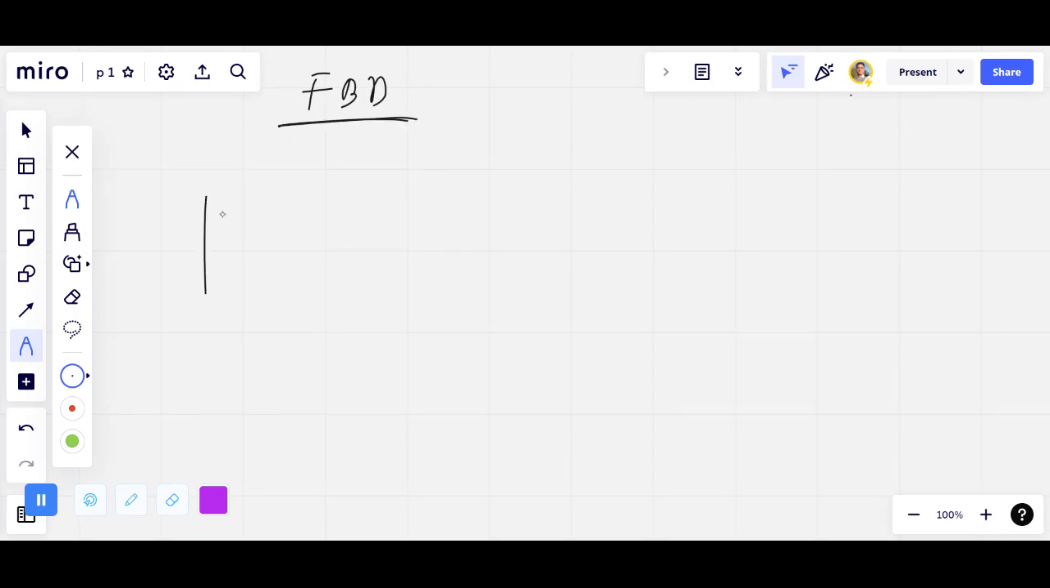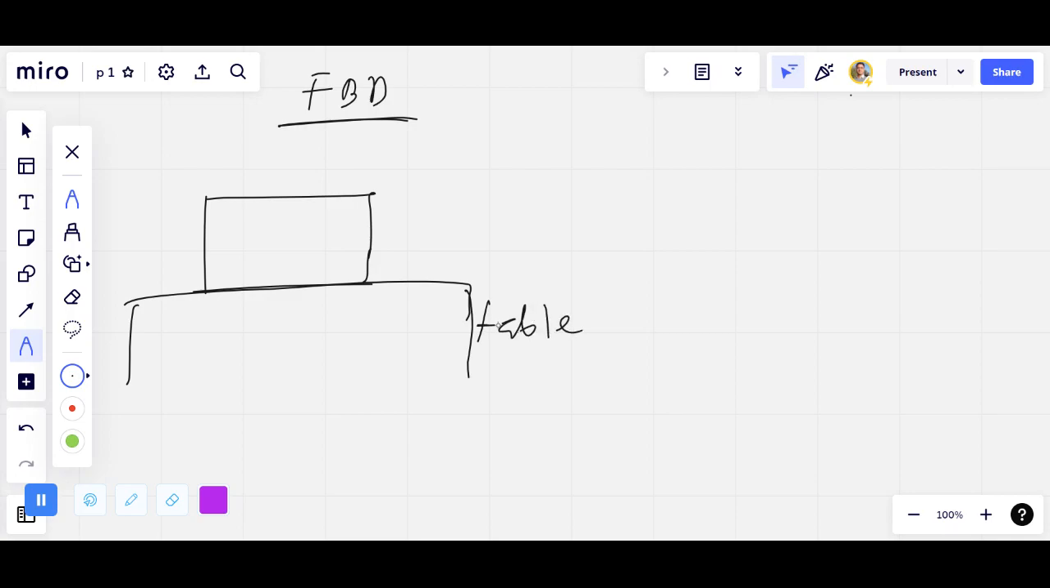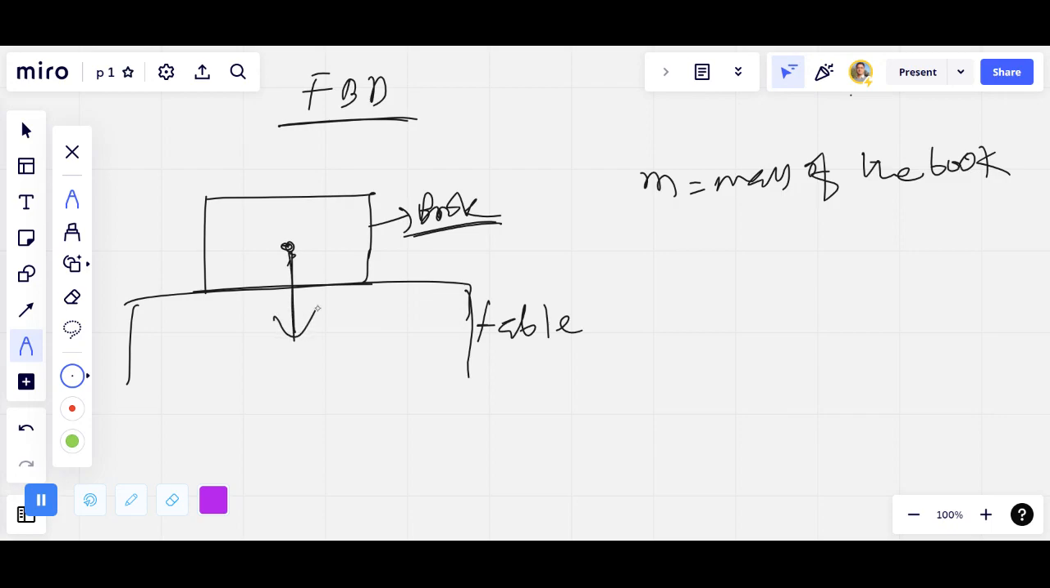Let us consider a block or a book on the table. This is a table. The book is at rest on the table. This is a book. Let's say the mass of the book is m. So the book will exert a force on the table, that is mg, the weight of the book. W equals mg. So weight is a force, the weight of the book. And always remember, weight is always directed vertically downward.